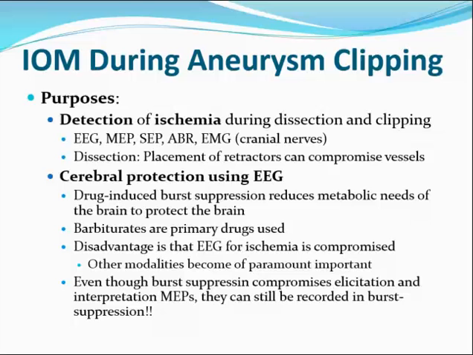So this burst suppression is drug induced, and it reduces the metabolic needs of the brain to protect the brain. Barbiturates are the primary drugs used. The disadvantage is that EEG for ischemia is compromised, so you no longer can have a good assessment of ischemic changes. So other modalities become of paramount importance. Even though burst suppression compromises elicitation and interpretation of MEPs, they can still be recorded in burst suppression. You can still get them.